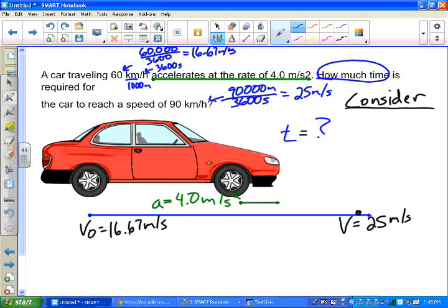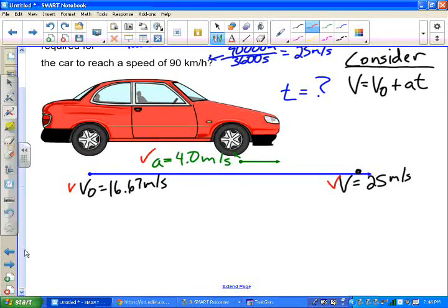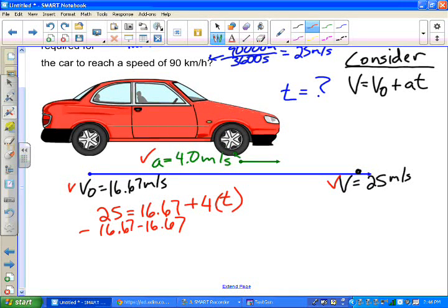The time. So consider the kinematic equation. Final velocity equals initial velocity plus the acceleration times time. Notice that I have 3 of the 4 variables listed. That's a good equation to use. So it's plug and chug. I plug in all my numbers that I know. I'm left with one variable, t. Algebraically, I just solve for t.